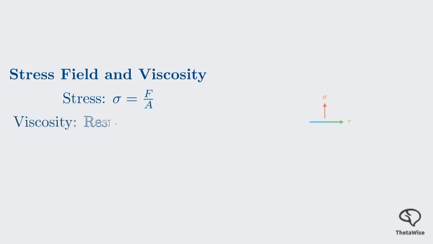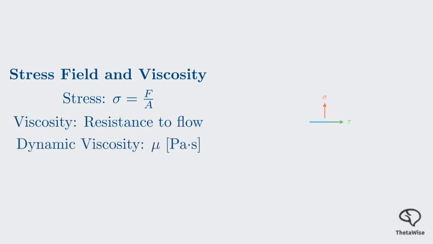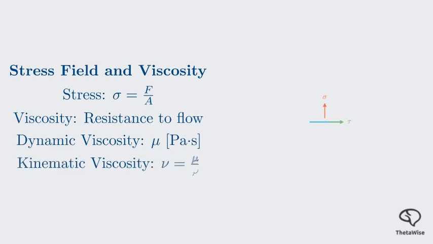Now let's talk about the forces acting within a fluid, specifically the stress field and viscosity. In a fluid, forces are expressed as stress, which is force per unit area. We have normal stress acting perpendicular to a surface, and shear stress acting parallel to it. Viscosity is a measure of a fluid's resistance to deformation, or thickness. Dynamic viscosity, denoted by the Greek letter mu, relates shear stress to the rate of deformation. Kinematic viscosity, denoted by nu, is the ratio of dynamic viscosity to the fluid density, rho.